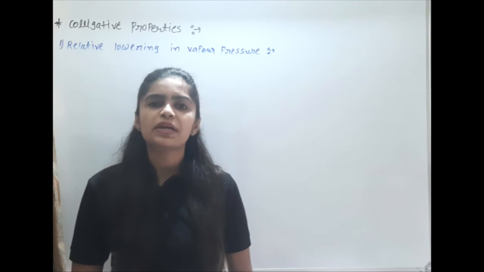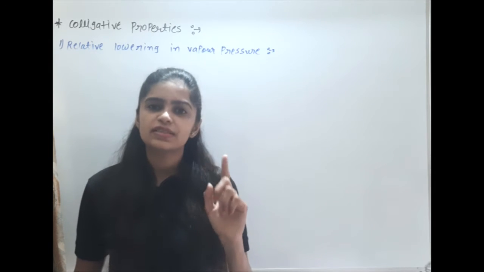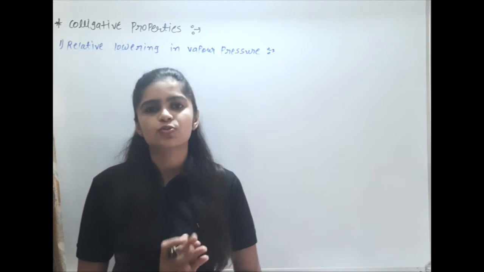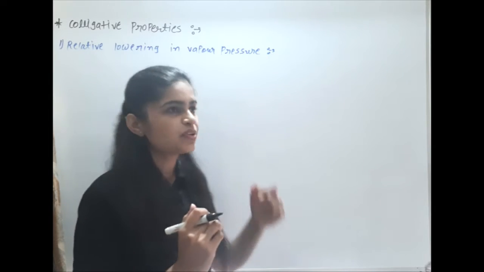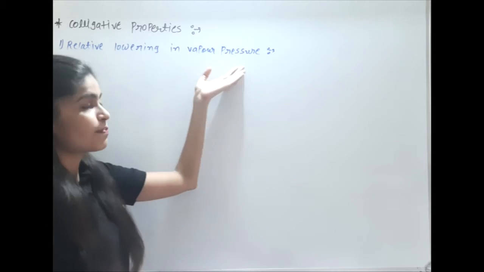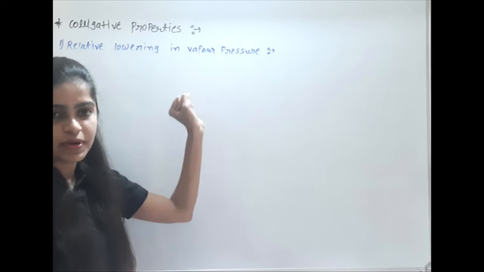The first colligative property is the relative lowering in vapor pressure. Second is the elevation in boiling point. Third is the depression in freezing point. And fourth is the osmotic pressure. First we start with the relative lowering in vapor pressure. Earlier we discussed the same point, lowering in vapor pressure.